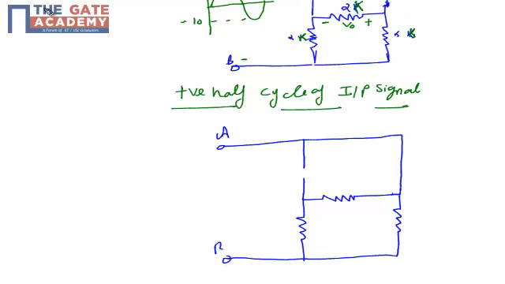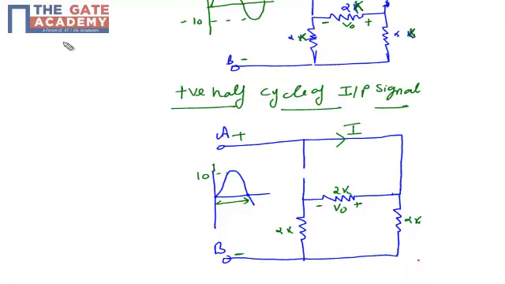A to B for the positive half cycle. Peak value is 10. Resistance values are 2K, 2K and 2K. We are taking output across V0 with this polarity. For the positive half cycle, A will be positive and B will be negative. Current always flows from higher potential to lower potential, so let's assume the current I is flowing in the circuit.